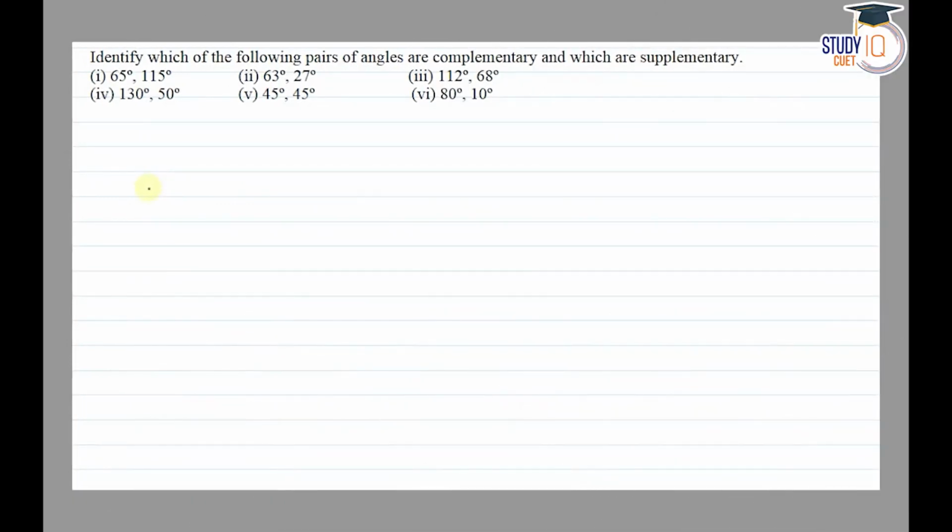Hello everyone, this question appears in the class 7th NCERT chapter of lines and angles. This is the third question of exercise 5.1. The question says: identify which of the following pairs of angles are complementary and which are supplementary.